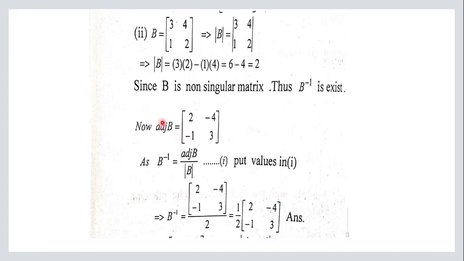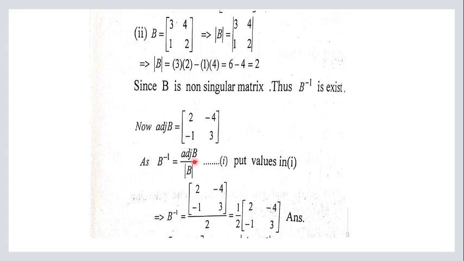So we have already found the determinant of B. We will now find the adjoint of B. The B matrix was 3, 4, 1, 2. We just need to change the position of this 3 and 2. We have changed the position, so this becomes 2 and this one is 3, and then we just need to change the signs of this 4 and 1. So this is minus 4 and this is minus 1. So this is the adjoint of B.